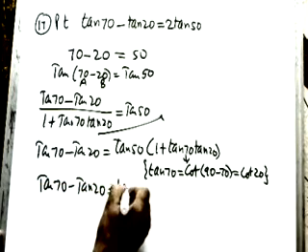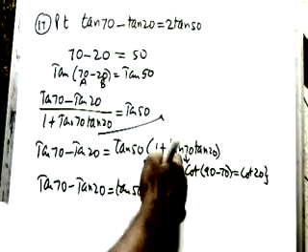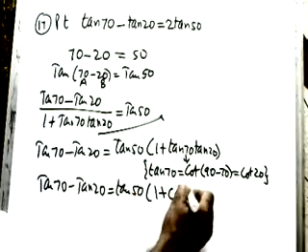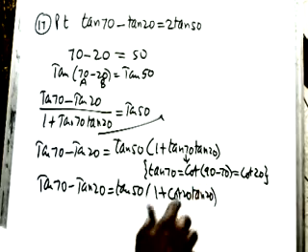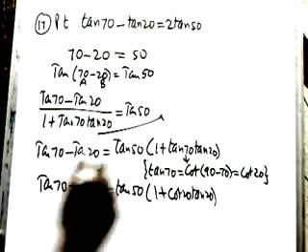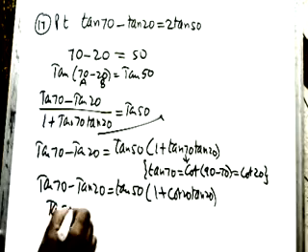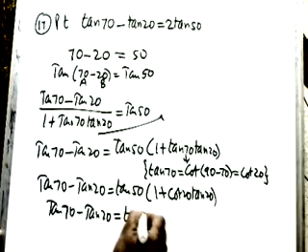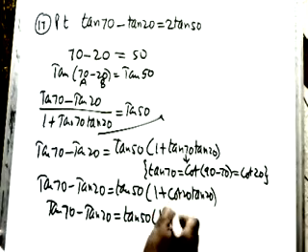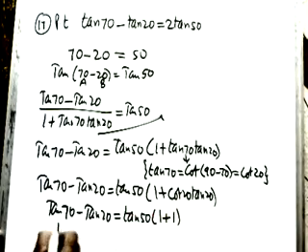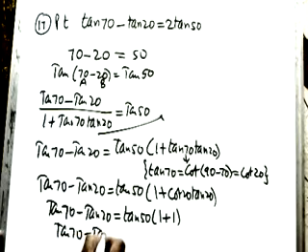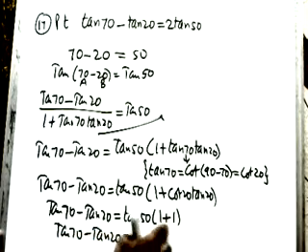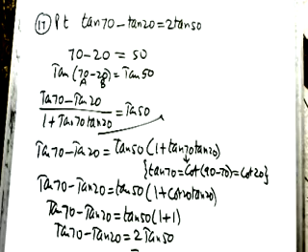Tan 70 minus tan 20 equals tan 50 into (1 plus cot 20 into tan 20). Now cot theta into tan theta is 1. So tan 70 minus tan 20 equals tan 50 into (1 plus 1). 1 plus 1 is 2, right? So we can write: tan 70 minus tan 20 equals 2 tan 50. So this is the proof.